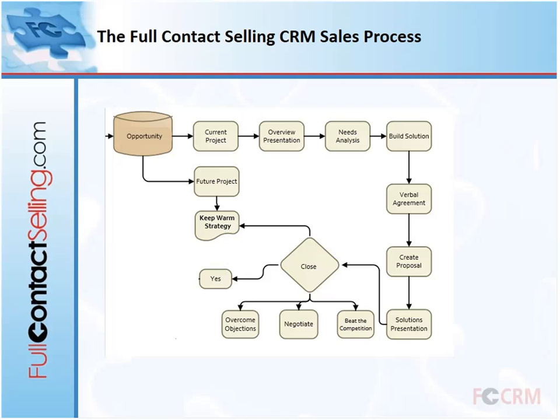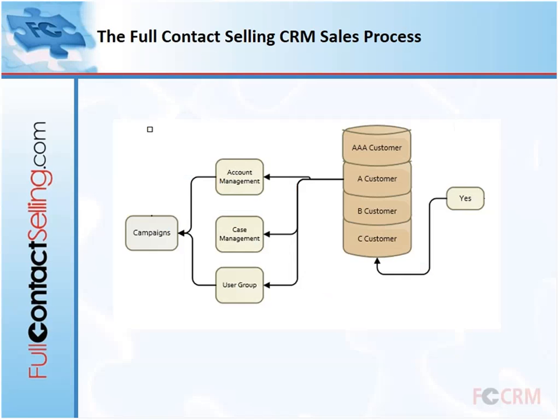No, not yet, goes back into our keep warm strategy. No, lost, back into our keep warm strategy. Or yes, they become a customer. And then we have a customer onboarding process, which we've automated many times in CRM. Once we close this opportunity, an email goes out to accounting, hey, we've got a new account, here it is in the system, go get all the credit applications or something. So there's a lot of things that we can do to automate those business processes.